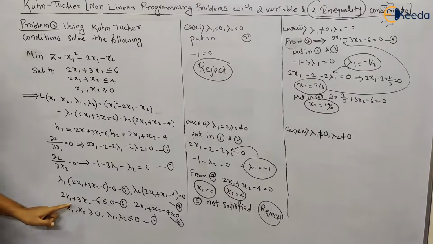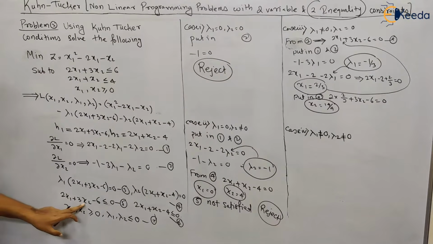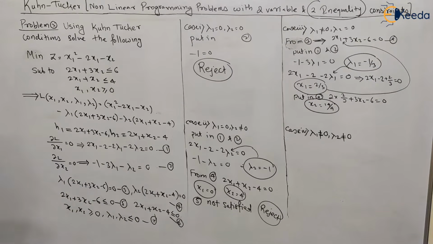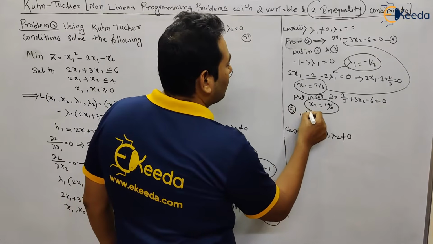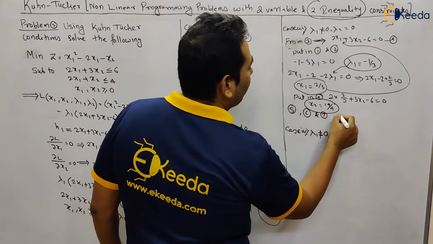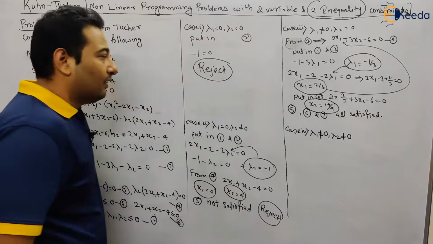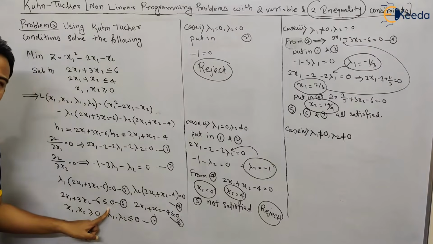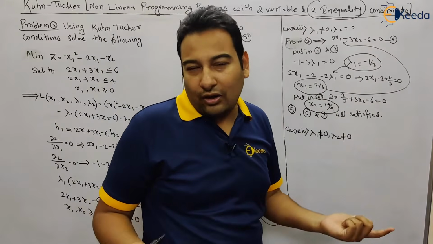If I put x1 and x2 here, x1 is 2 by 3 and x2 is 14 by 9, in this particular equation, this equation here and here, you can put and you can check. 5 and 6 both satisfied. 5, 6 and 7. 7 is already satisfied. All satisfied. Please do this calculation and verify from your side. Put x1, x2 here and check. 5 will be satisfied, and if you put here, 6 will be satisfied. 7 is by default satisfied already.